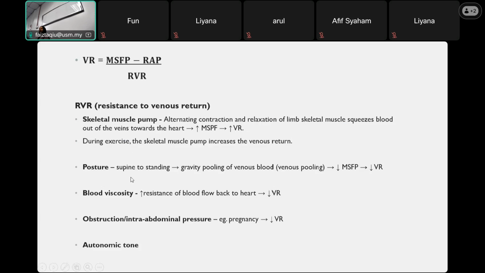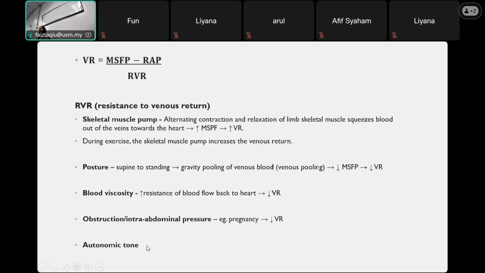For the posture, from supine to standing position, there's a gravitational pulling of the venous blood, and subsequently the blood will stay at the lower limbs, and this will decrease the mean systemic filling pressure and also reduce the venous return. For blood viscosity, when the blood is viscous, it will increase the resistance to blood flow and decrease venous return. When there is obstruction or increased intra-abdominal pressure, for example in pregnancy, it obstructs the blood flowing back to the right heart and also will decrease the venous return.